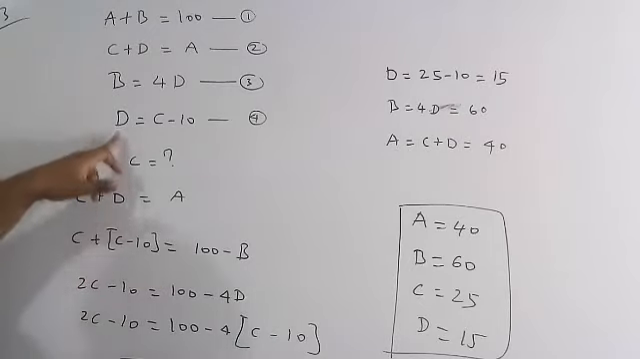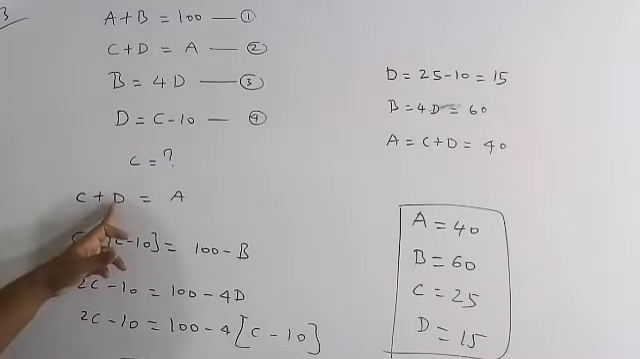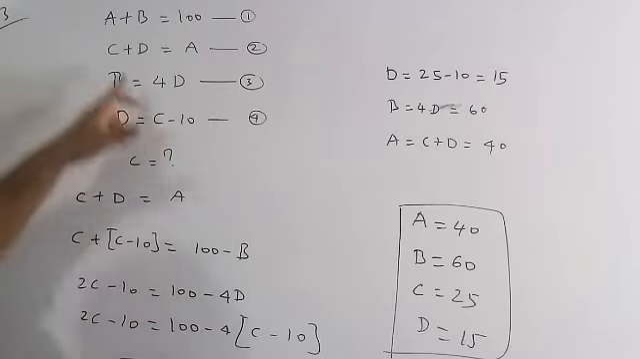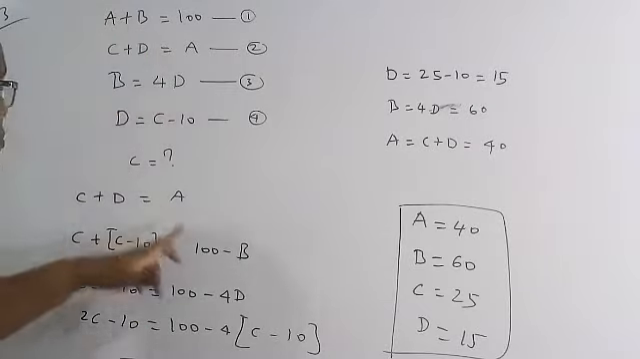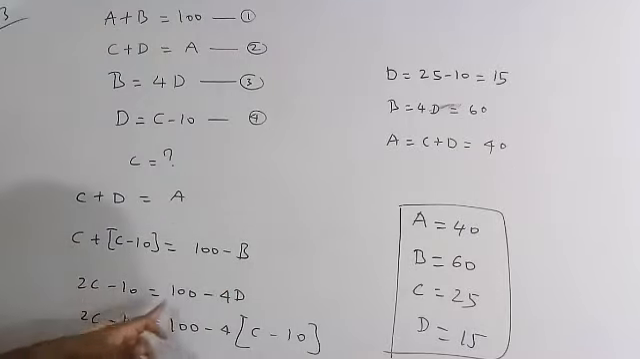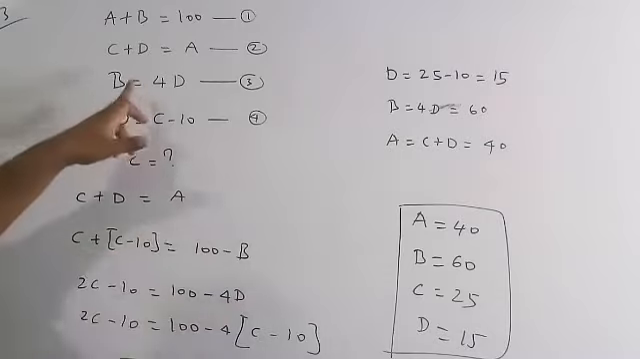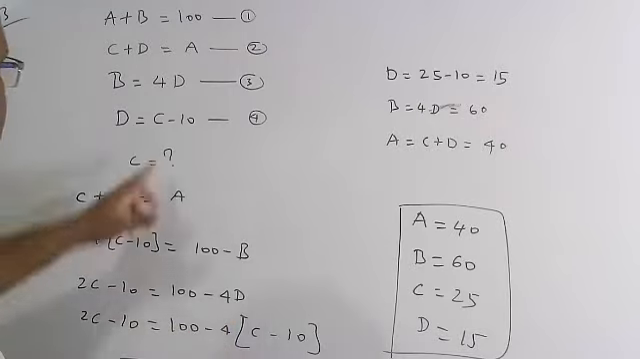Now what is D? D is nothing but C minus 10. So in place of D, I am going to replace it by C minus 10. So C plus D is nothing but C plus C minus 10, which is equal to A, and from the first equation, A is equal to 100 minus B. So therefore, A is equal to 100 minus B. So now we are going to get C plus C is 2C, so 2C minus 10 is equal to 100 minus B. B is nothing but 4 into D. So 2C minus 10 is equal to 100 minus 4 into D. But D is nothing but C minus 10.